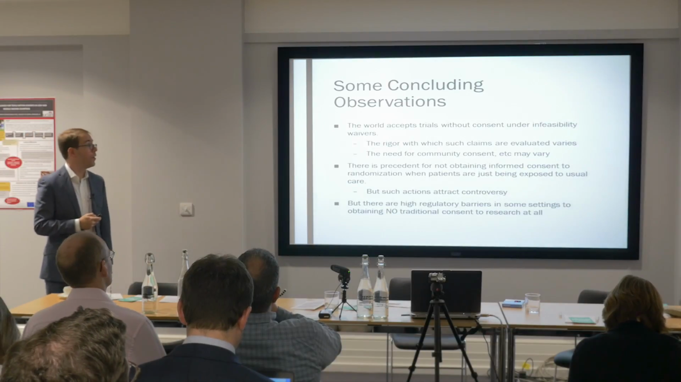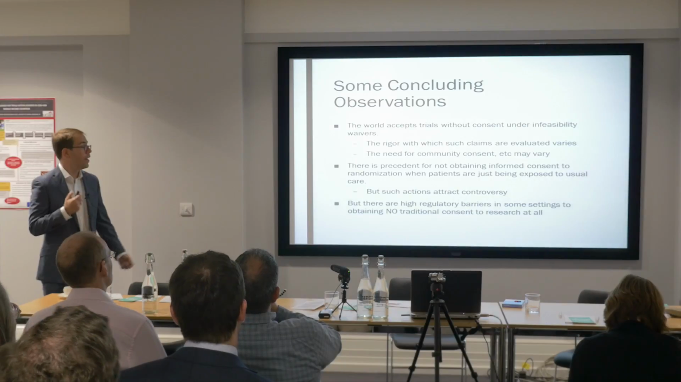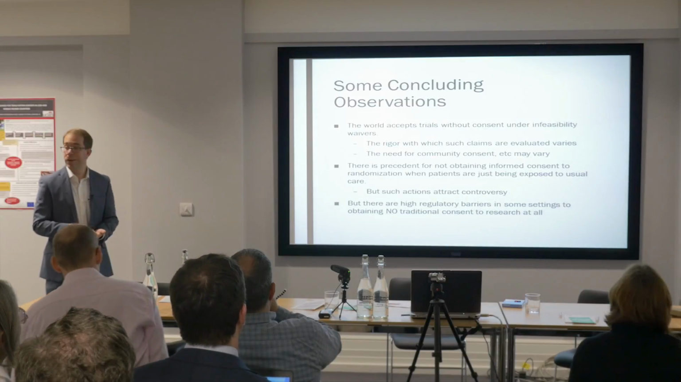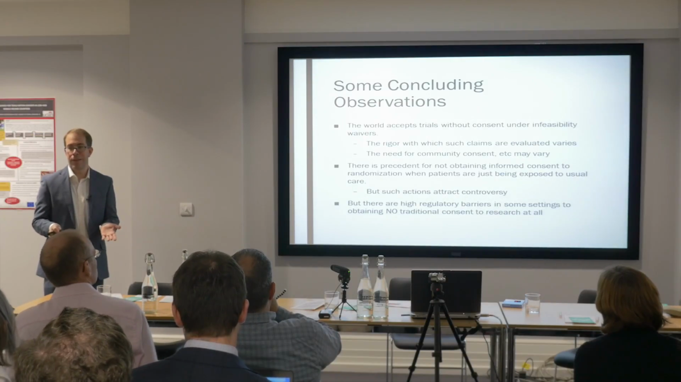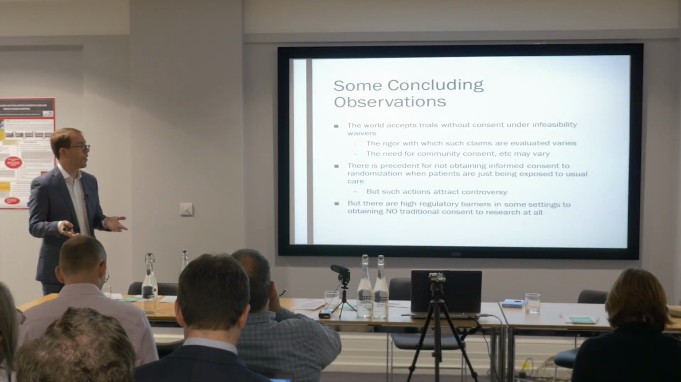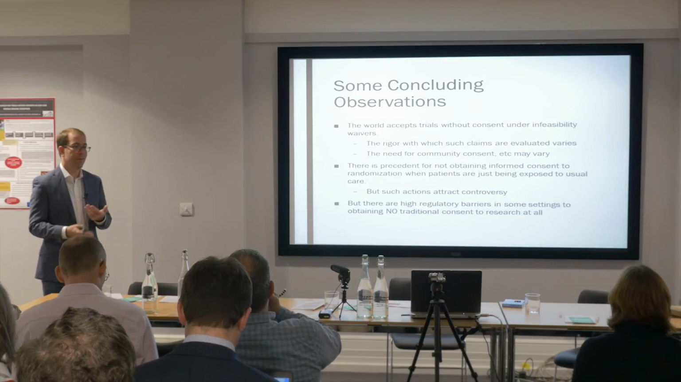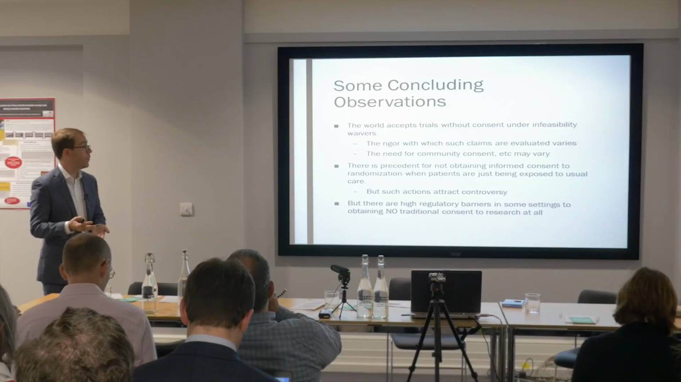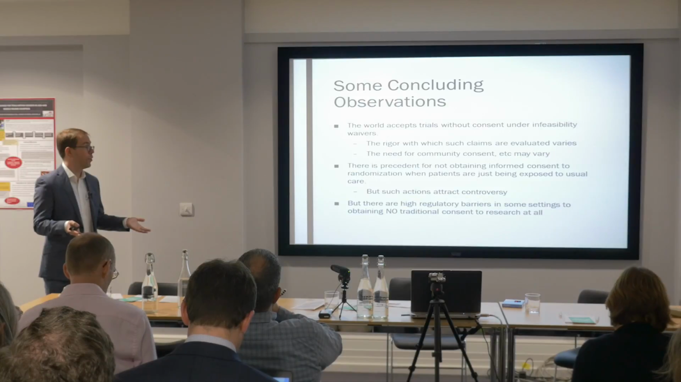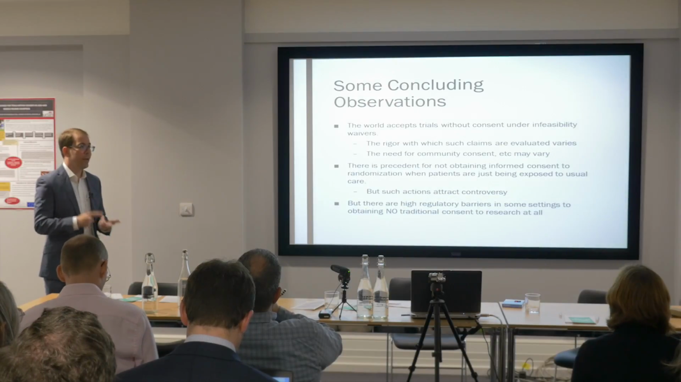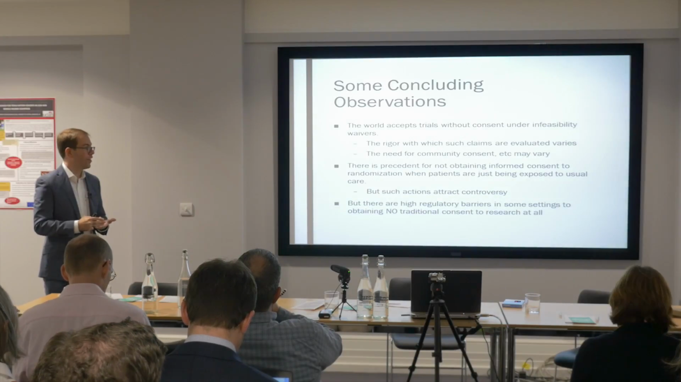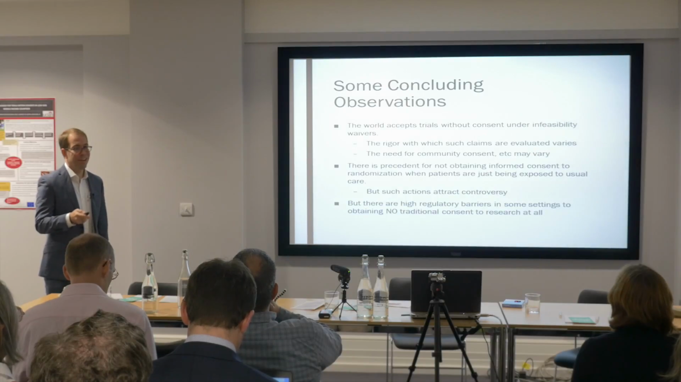So here are some observations to conclude with. I think these are facts that came out of the review. There's widespread acceptance if you have an infeasibility waiver. If you can make a case that you couldn't do a study well with informed consent and the study is important, you can not do informed consent and it will be okay. There's a requirement that you get some kind of community consent, but that requirement is quite underspecified. There is clearly precedent through the Zelen designs for not obtaining informed consent to randomization when you're just exposing a patient to usual care, but this is a somewhat controversial thing to do. And if you want to obtain no traditional consent to research at all, which is my personal dream, there are high regulatory barriers to that.